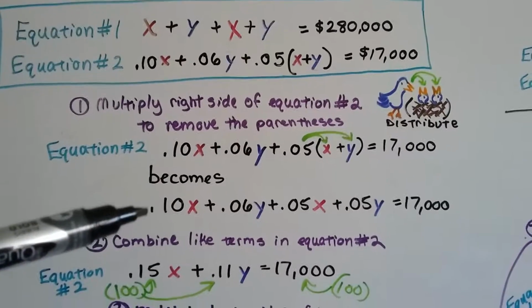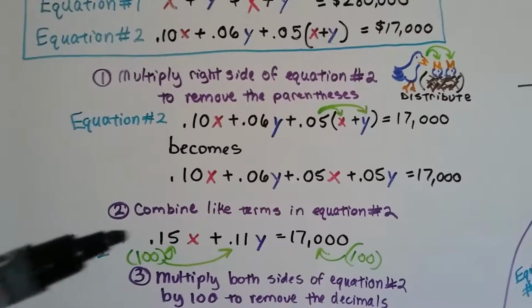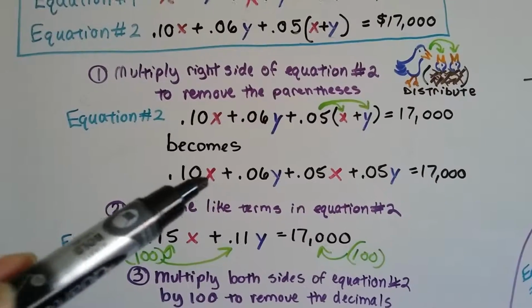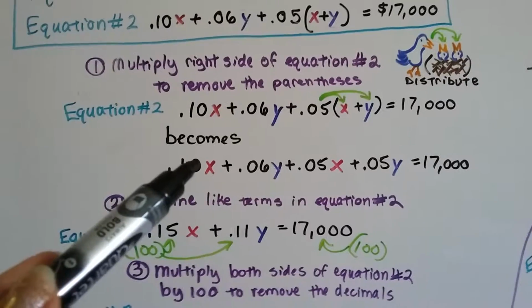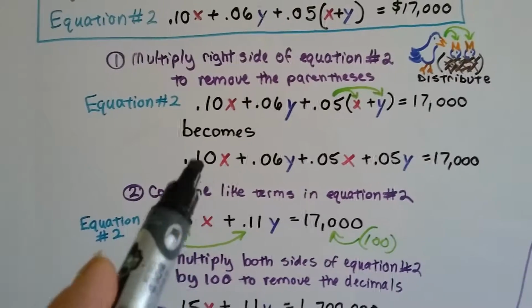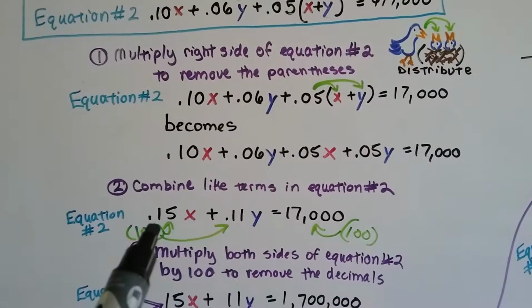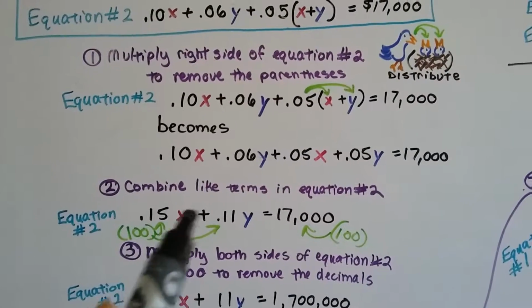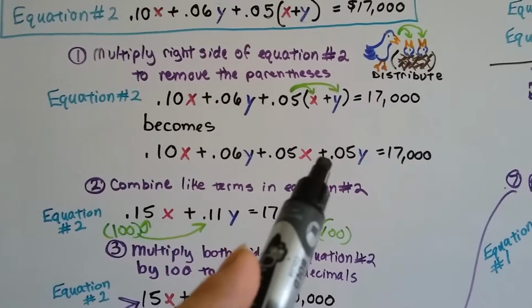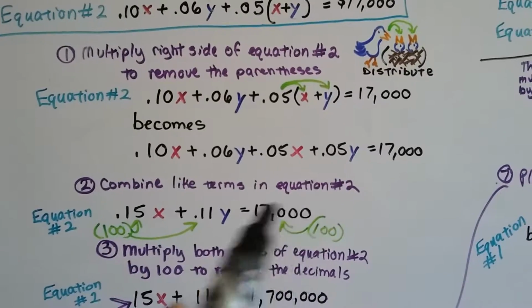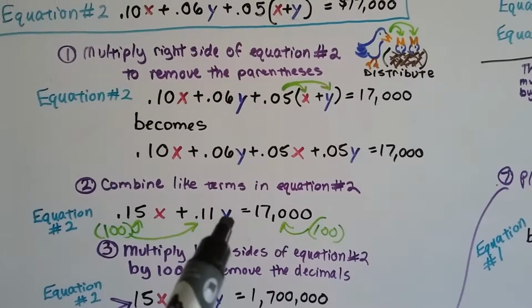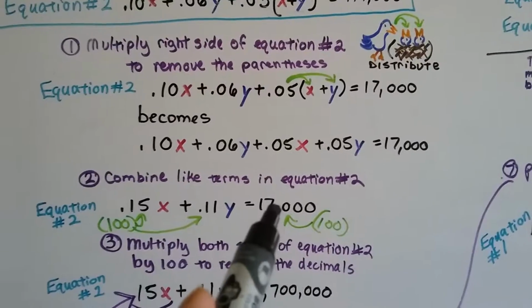All right? Now what we need to do is combine the like terms in equation 2 because we've got a lot of x's and y's here, don't we? So we add them together. 0.10 plus 0.05, 10 plus 5 makes 15, so now we have 0.15x. The 0.06 plus the 0.05, 6 and 5 is 11, so we have 0.11y. And we know it equals the 17,000.